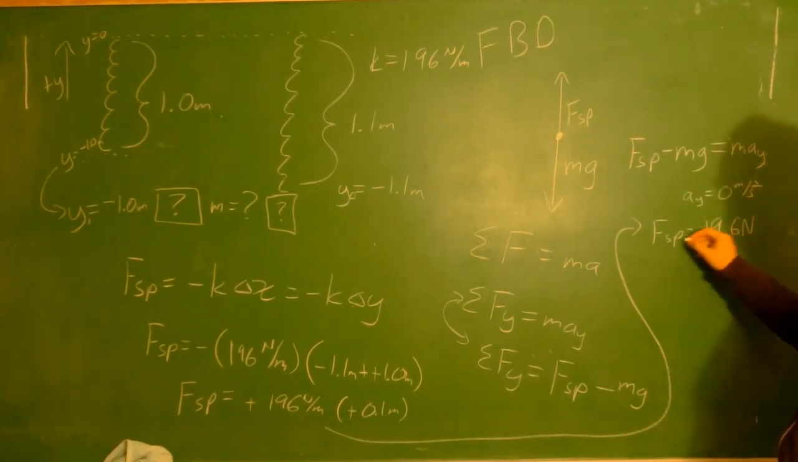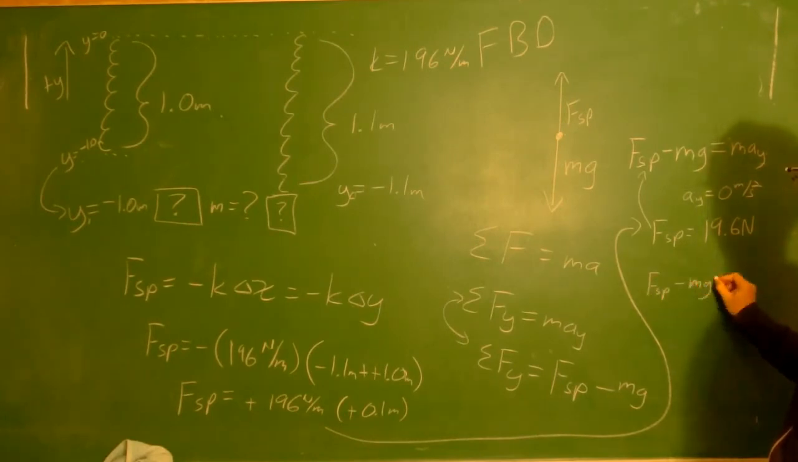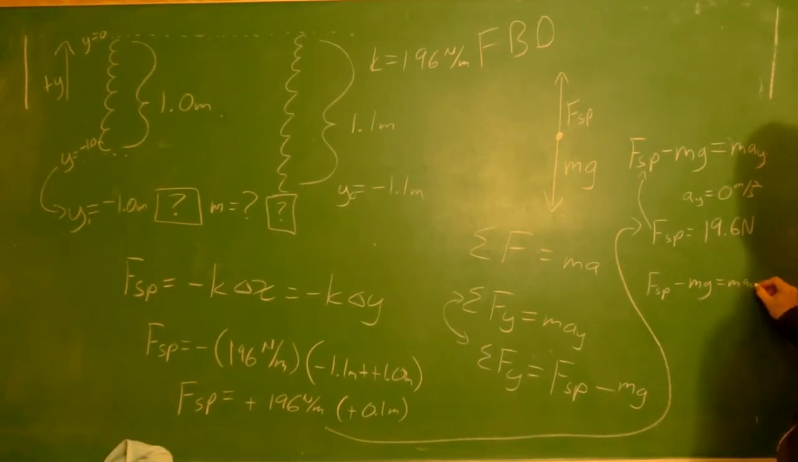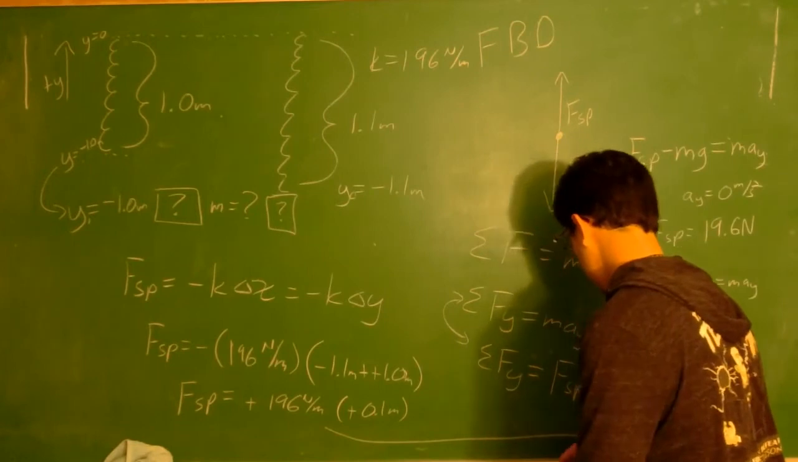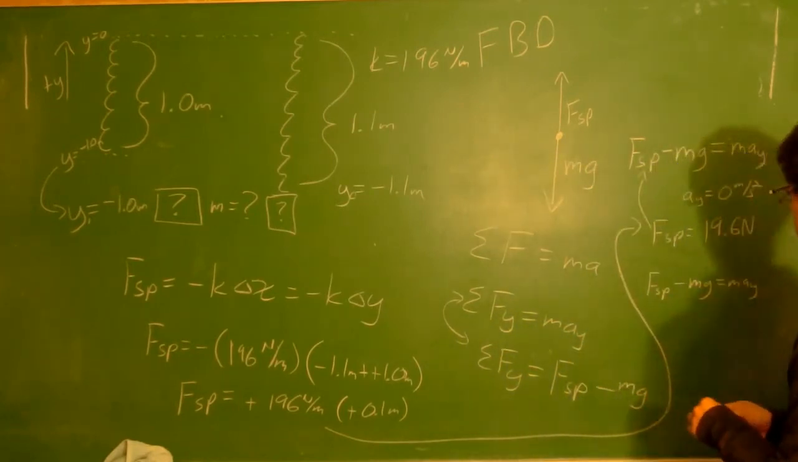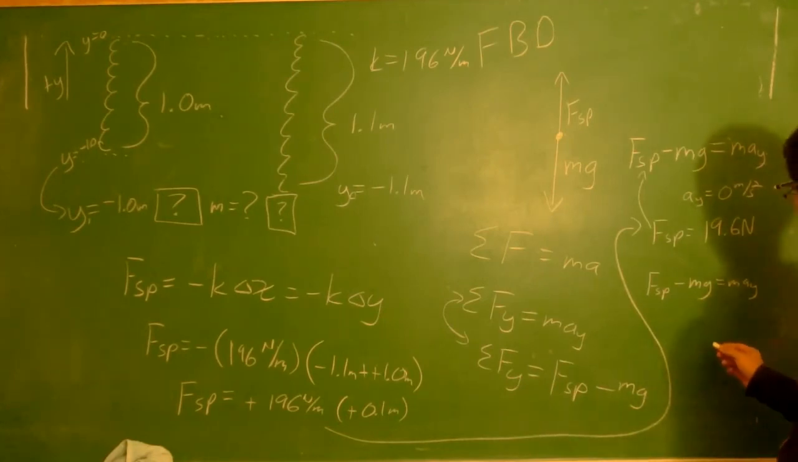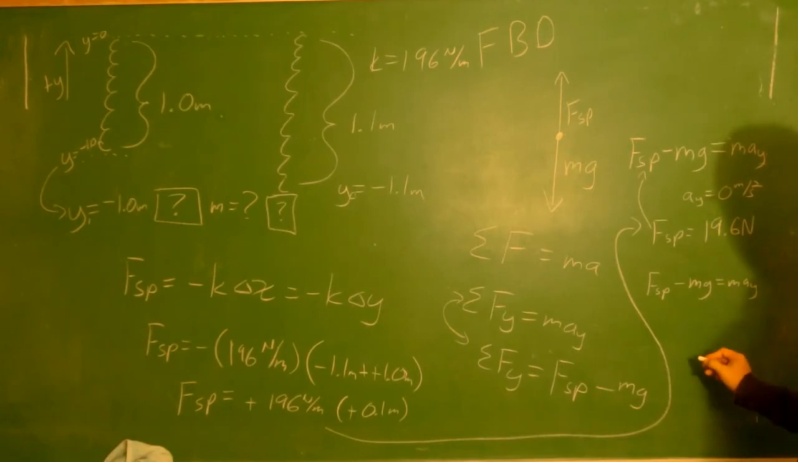Okay, well now I know my force of my spring. I can plug it in up here. I've got force of spring minus mg equals mass times my acceleration in the y. Sorry, I'm writing kind of small. My chalk is disappearing quickly, so I had some problems with the big chalk, so hopefully this will go all right.